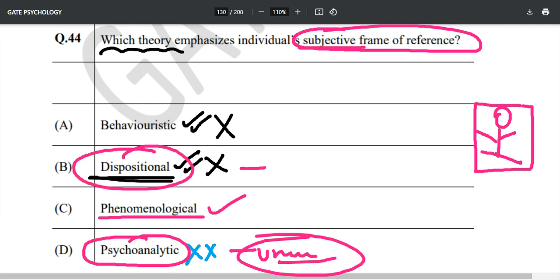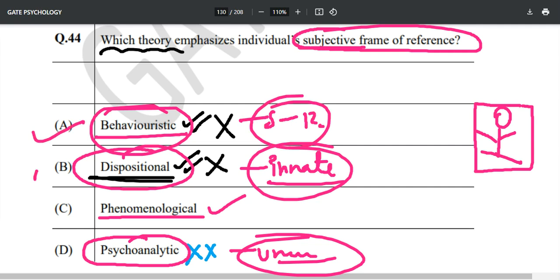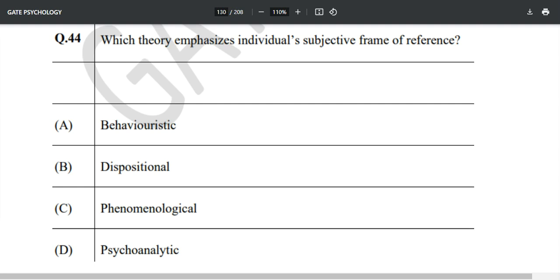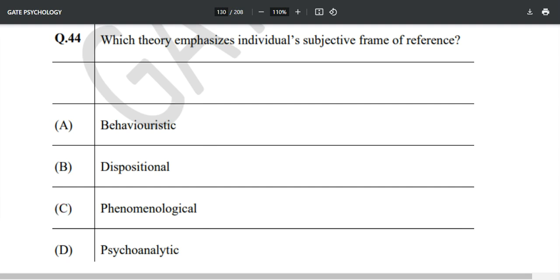Dispositional is talking about the innate things which you have by birth, and behaviorist is talking about stimulus and response. None of A, B or D mentions a subjective frame of reference. So what will be the answer? If you don't know the answer, you can also eliminate the same way I did right now, and you will get the correct answer 99.9% of the time.